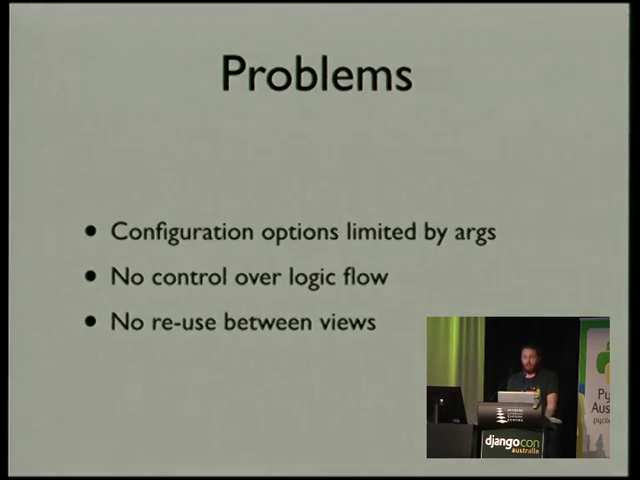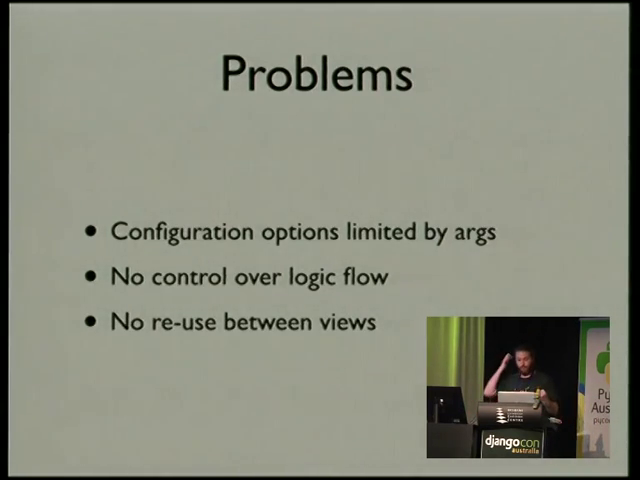Okay, well, the configuration of that view is entirely constrained by what you can pass in as an argument. There's no control over the flow of logic inside that view. And there's no reuse between views if there is logic that is consistent between views. So for example, if you want to instantiate a different form based upon some property of the object that's been requested, if it's a library book, you want this form. If it's a personal collection book, you want to render that form. You can't really do that using function-based generic views.